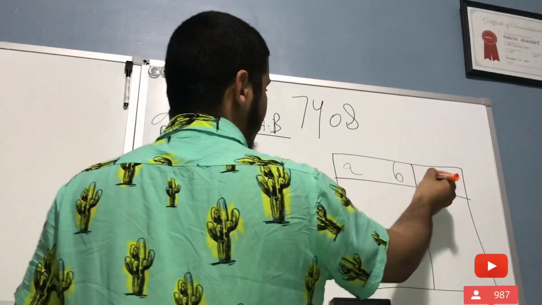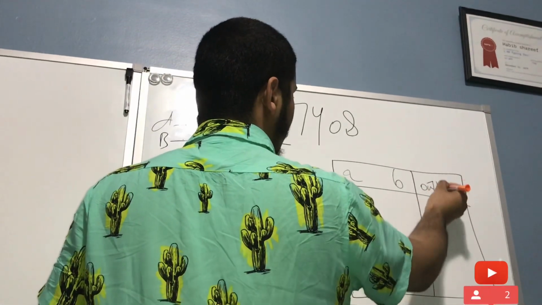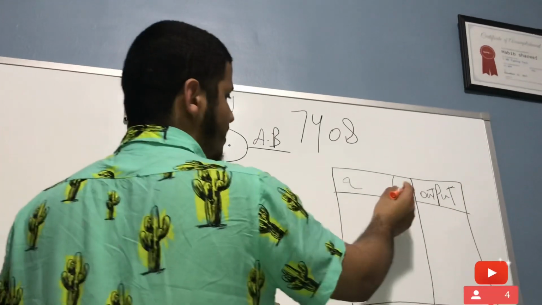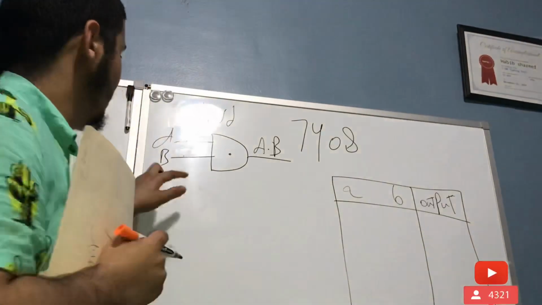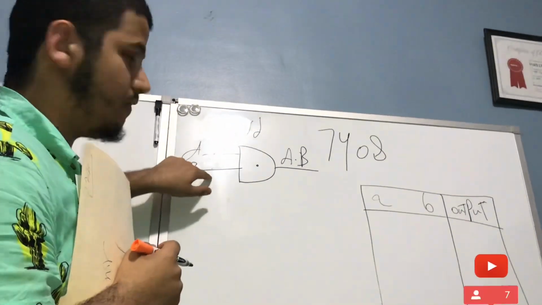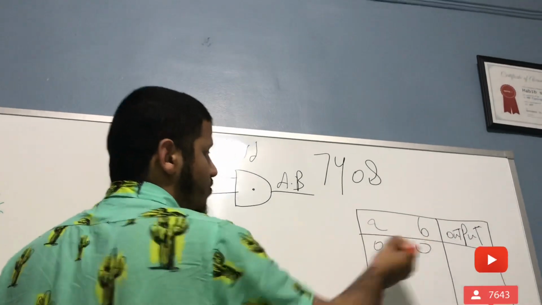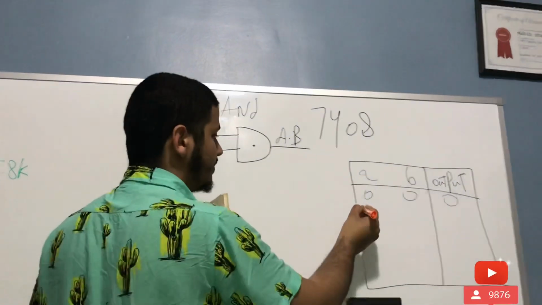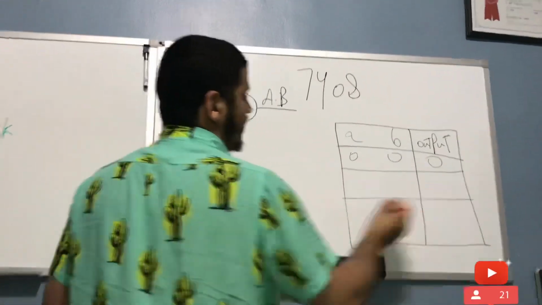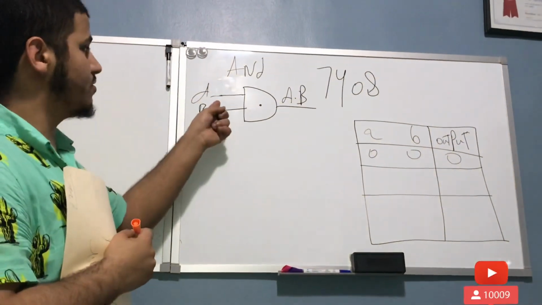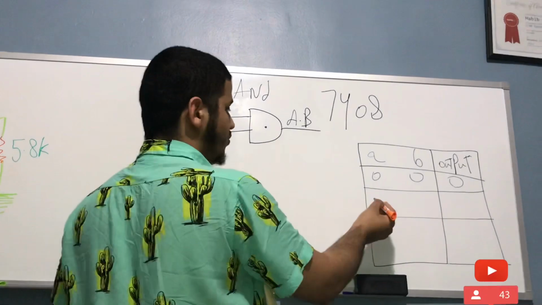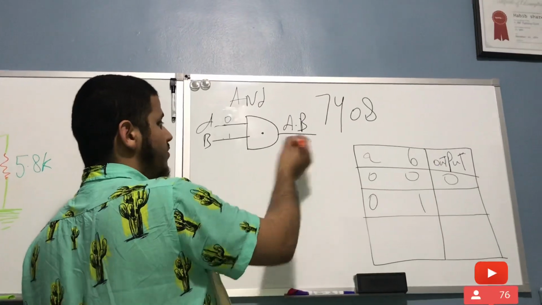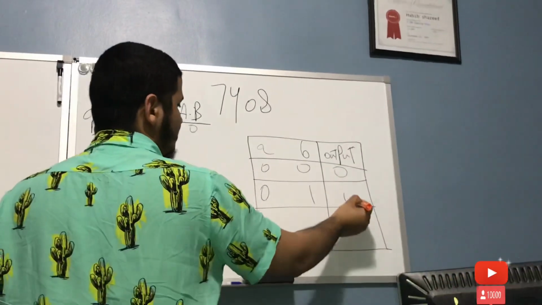A, B, and the output. For example, if we put 0 0 for the AND gate, what's the output? As I told you, it will be 0 for the AND gate. And what if we do 1 and 0 for the input, or 0 and 1? The output will be 0 for this.